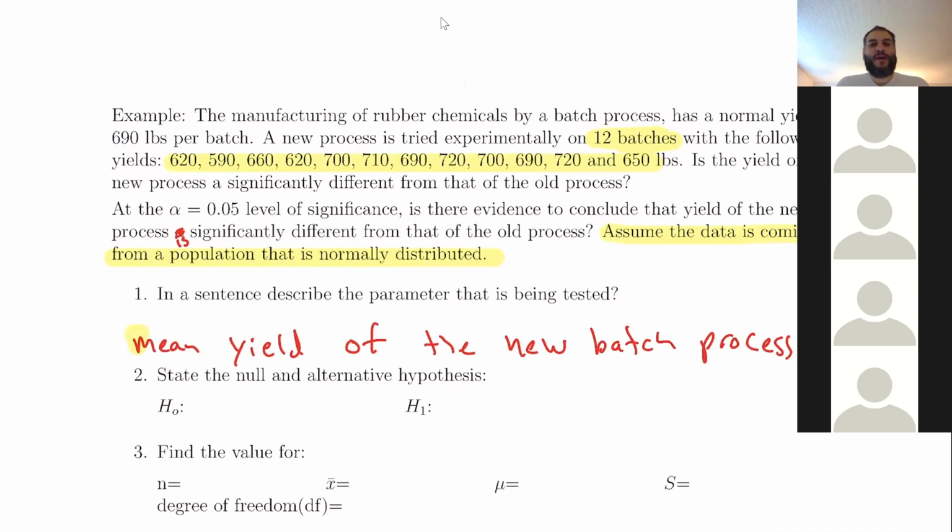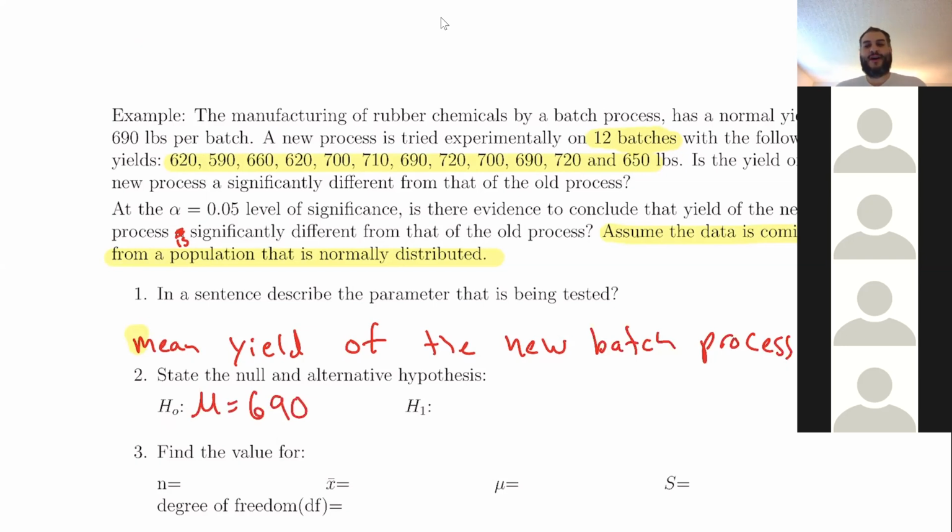All right, so what we want to do is test the mean yield of the new batch process. We want to see if the mean yield of the new batch process is different from the old one. So that's what we're testing. What do they tell us is the mean yield of this process normally? 690. Yeah, 690. So we'll put mu is equal to 690.